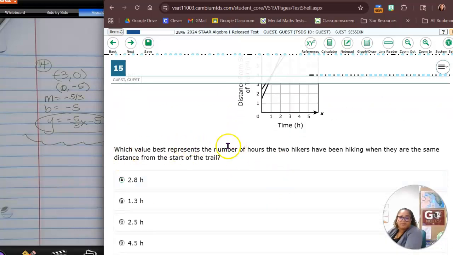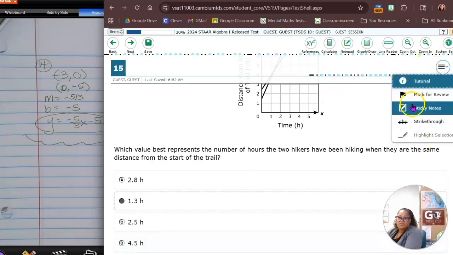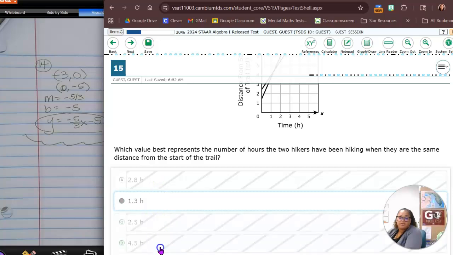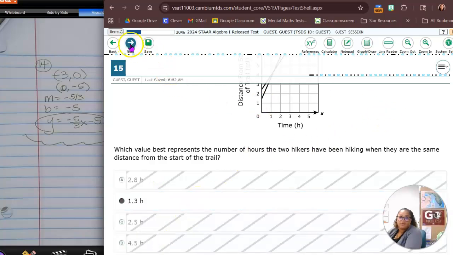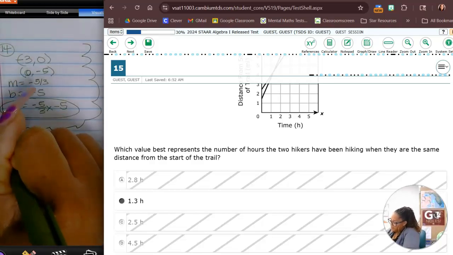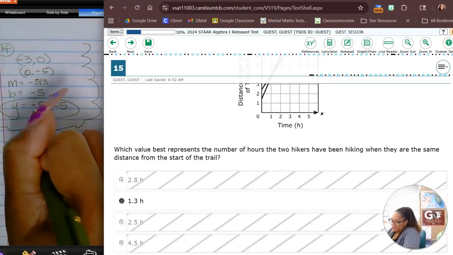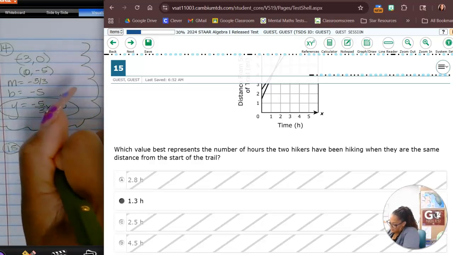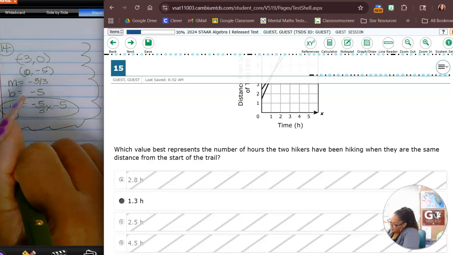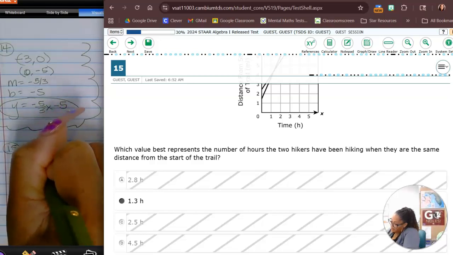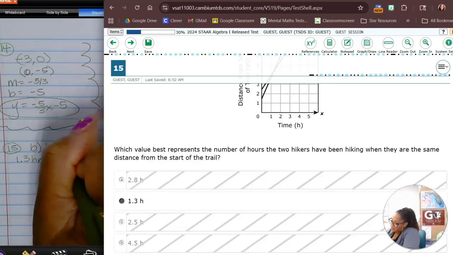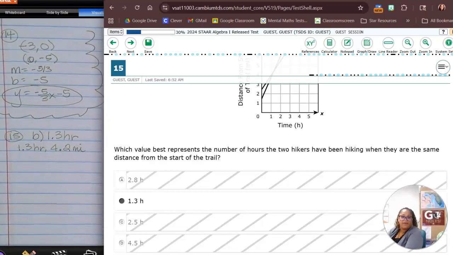So it says which value represents the number of hours. So I'm looking at time instead of the miles, and it's a little past 1 hour. That's going to be this one. This one's too far past 1, too far past 1, and too far past 1. Again, use these little strategies over here to mark out the wrong ones and keep it going. 15 was B, 1.3 hours, 2 miles, if we're just estimating, okay?